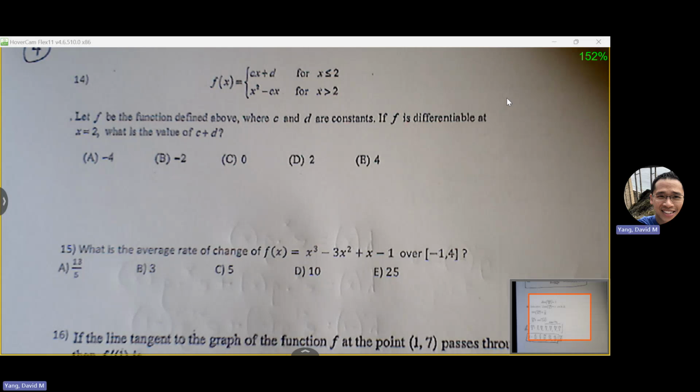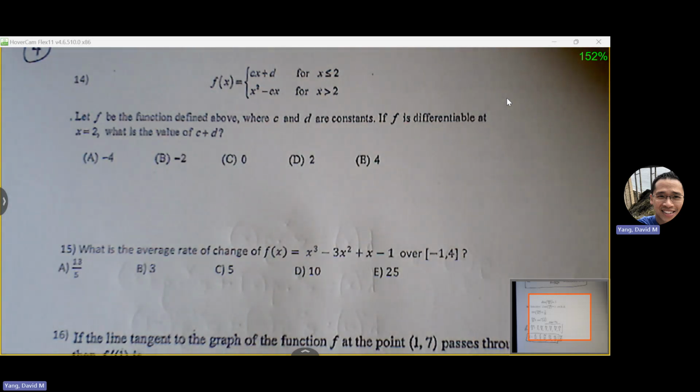Okay, page 4. Let f be the function defined above, where c and d are constants. If f is differentiable at x equals 2, what is the value of c plus d? So they tell us that f is differentiable, meaning that the two piecewise functions are not only going to connect with each other, they're going to connect in a way where the slopes are also matching.